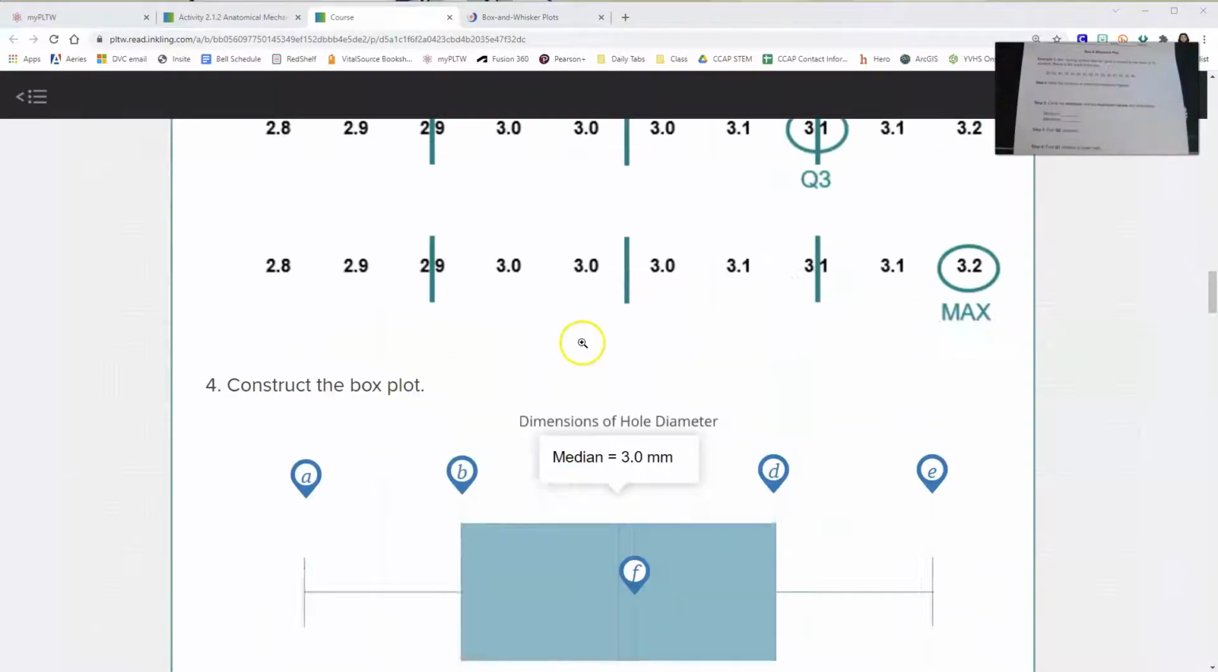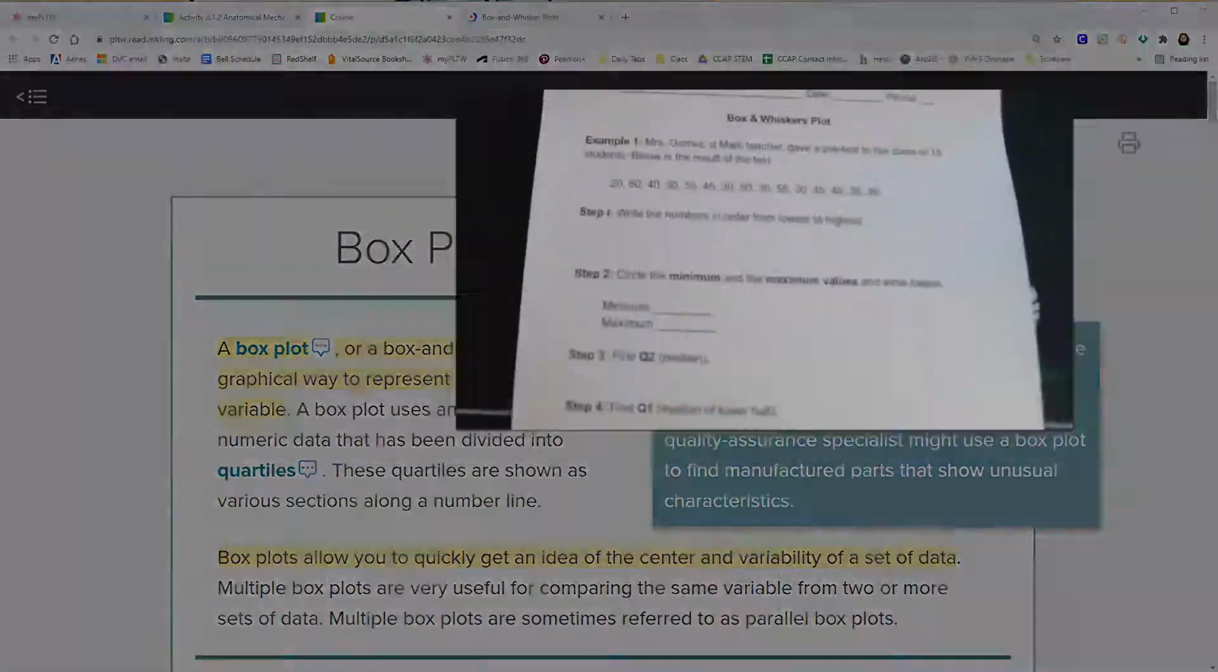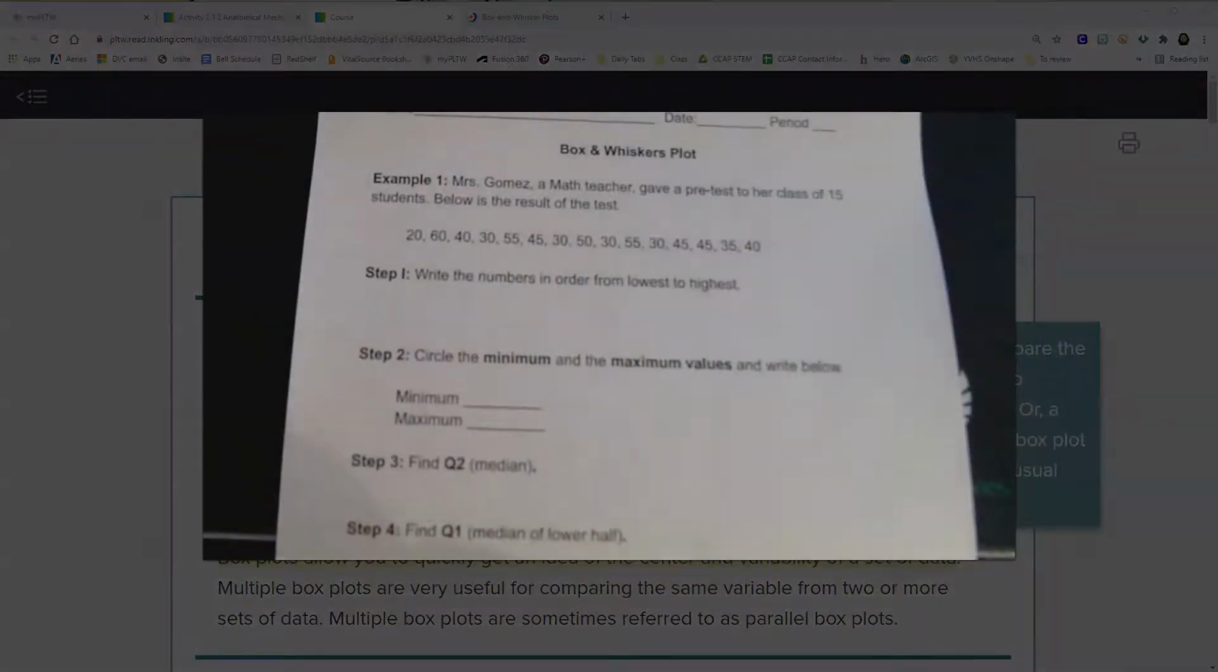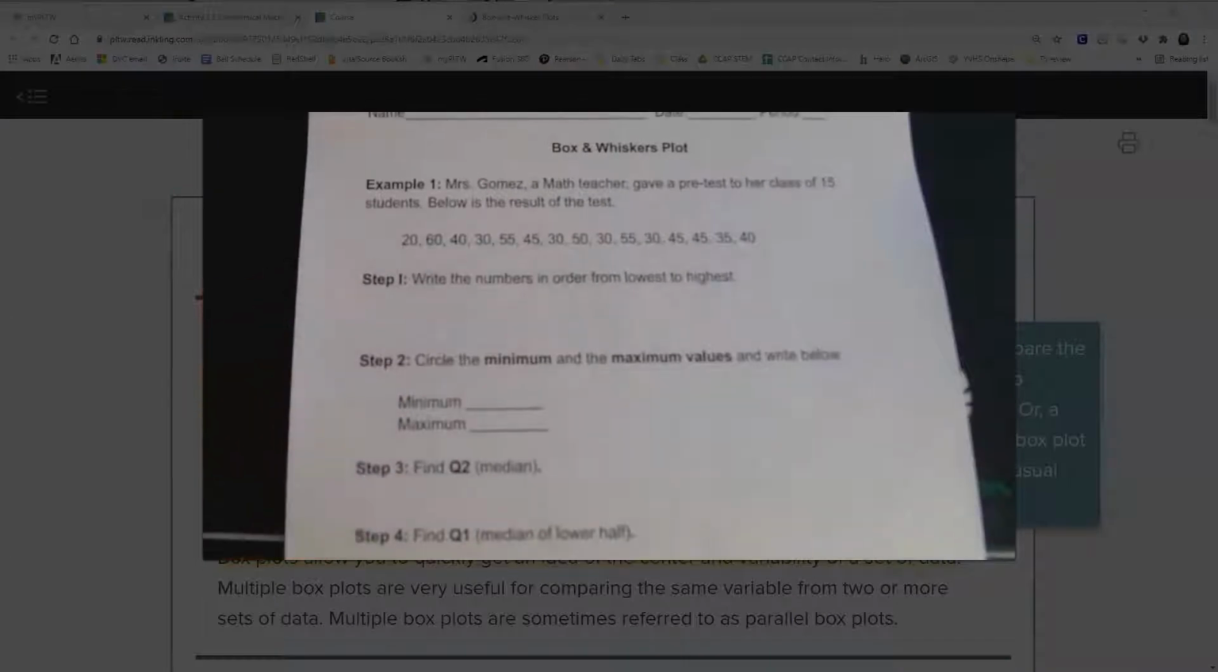Now that you've seen how to do a box plot, let's practice on some simple problems. Okay, so take out the paper that was given to you, take out a pencil or a pen, and we'll do this together. Okay, example number 1. Mrs. Gomez, a math teacher, gave a pretest to her class of 15 students. Below is the result of the test.